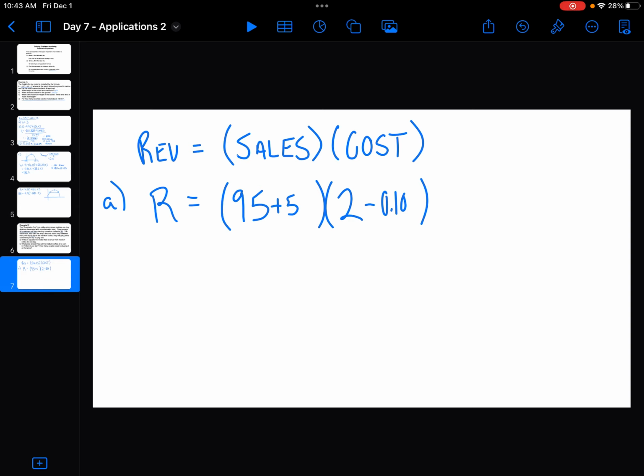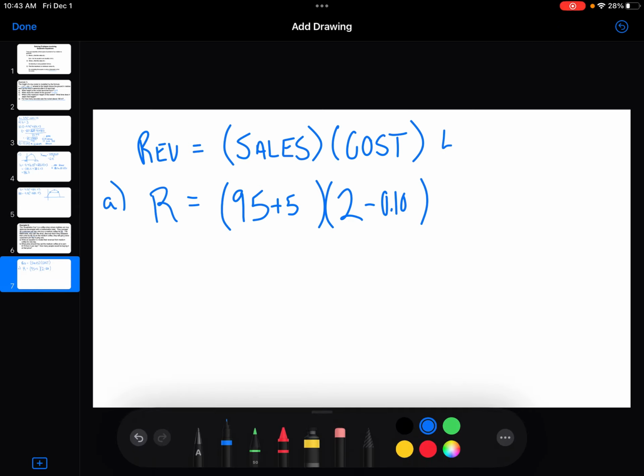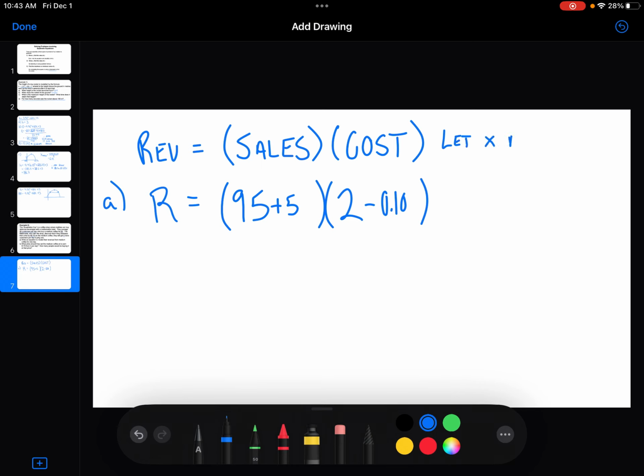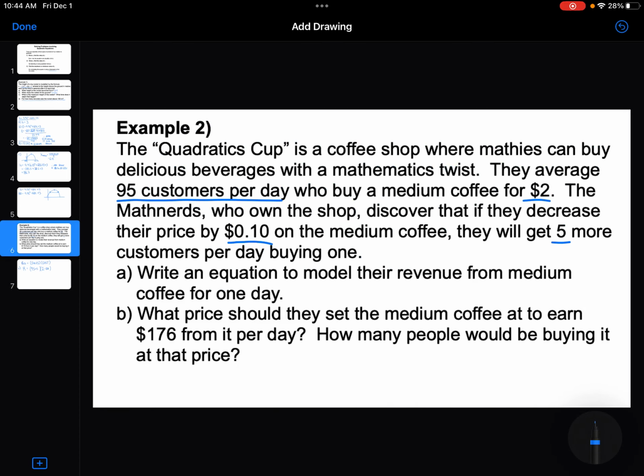We need to have a variable. So what our variable is going to be is, let x be not the actual increase in price, but the number of increases or decreases. So the number of decreases. And what that does is every time I decrease it by 10 cents, I increase it by 5 customers. If x was equal to 2, I'd decrease it by 20 cents, but I would increase to 10 more customers.